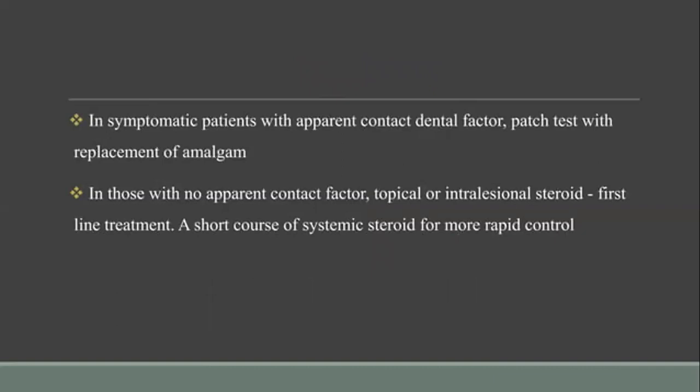In symptomatic patients with an apparent contact dental factor, patch test with replacement of amalgam. In those with no apparent contact factor, topical or intralesional steroid is first-line treatment. A short course of systemic steroid can be used for more rapid control.